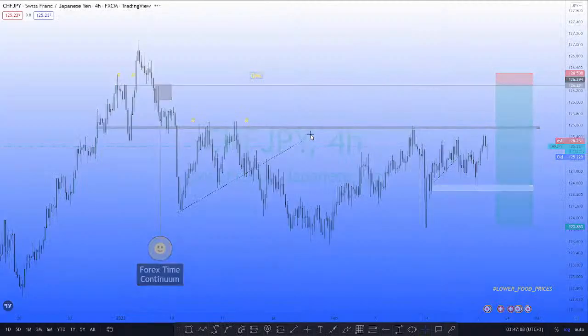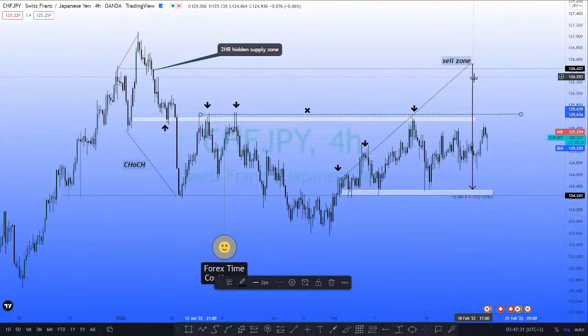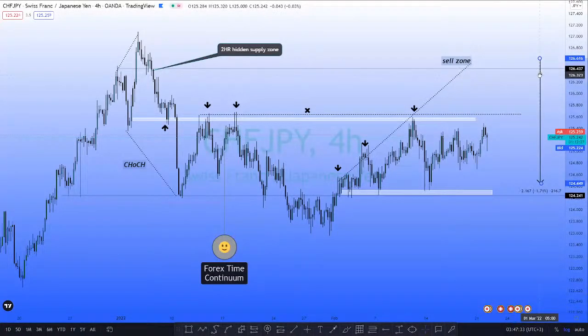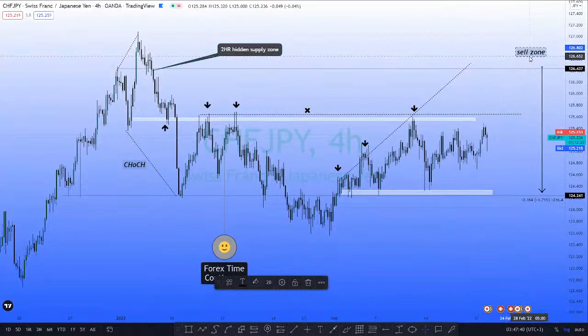Okay, so for CHF JPY, as you can see, this was last week's setup. I think everyone is already in it. The price has already formed a fake out, so I'm waiting for a grab of all those equal highs, a clean one, then up there to our sell zone. This is a simple one. CJ plays a lot, so you have to be careful.